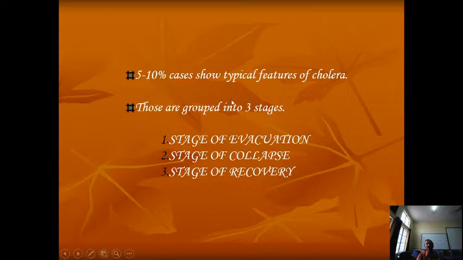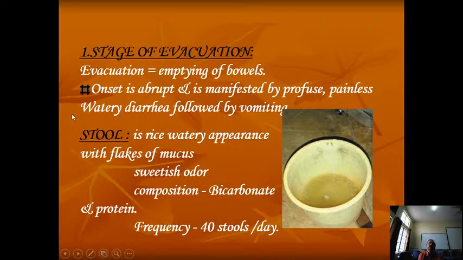Let me see if I've got slides for this. Yep. Stage of evacuation. In evacuation, what happens is the emptying of the bowel. There's so much of fluid which is being pushed into the bowels by the body. Onset is abrupt and manifested by profuse, painless, watery diarrhea. Rice water stools. Rice water just looks like rice water, followed by vomiting. Once the evacuation cannot take place, fluid collects so much that your patient vomits also. The rice water appearance with flakes of mucus, sweetish odor, composition is bicarbonate and protein.